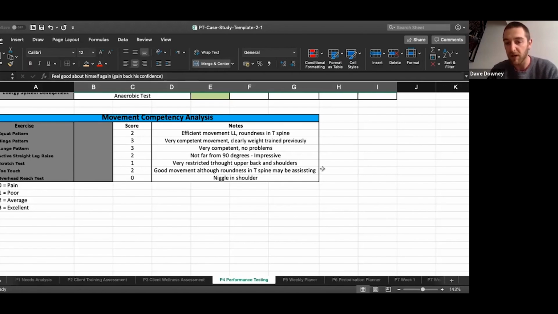If I was doing that, I might test that toe touch with a straight back, and we'd reevaluate that. But then his overhead reach test, straight away he got a niggle in the shoulder for that on that day, so we had to score him with a 0 there for pain.